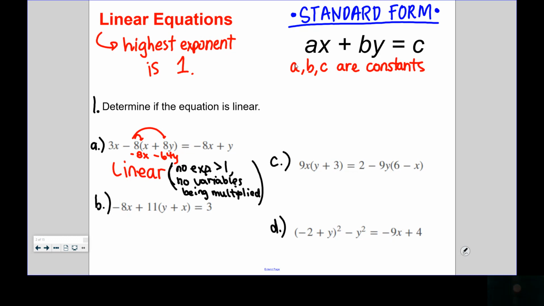All right, let's look at part B. -8x plus 11 times (y plus x) equals 3. This is kind of similar to the last one. If we multiply through by 11, it's not going to make any of our exponents greater than 1. We're not multiplying any variables together. So would you say that this is linear or non-linear? Linear, yeah.